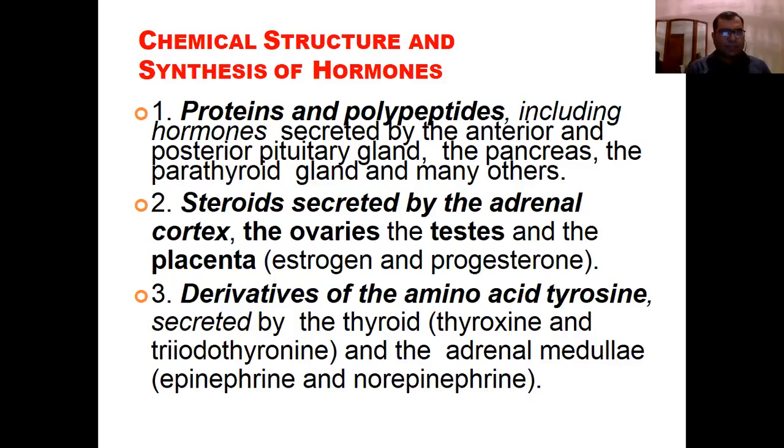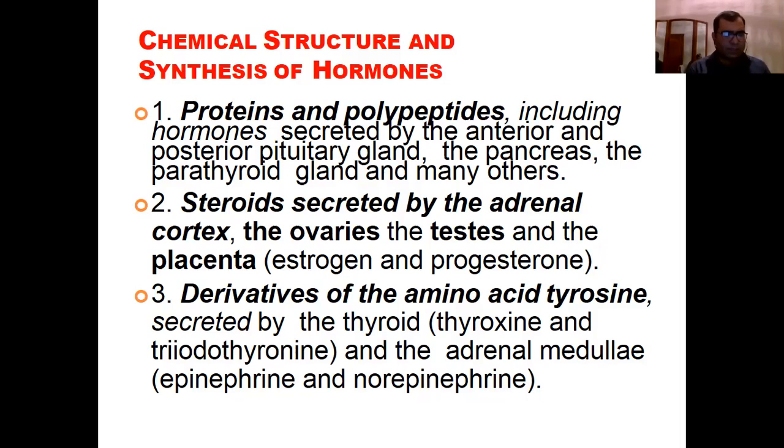Chemical structure and synthesis of hormones. There are three general classes of hormones. First is proteins and polypeptides, including hormones secreted by the anterior and posterior pituitary gland, the pancreas, insulin and glucagon, which are secreted by the beta cells of the islets of Langerhans, the parathyroid gland, parathyroid hormone, and many others.